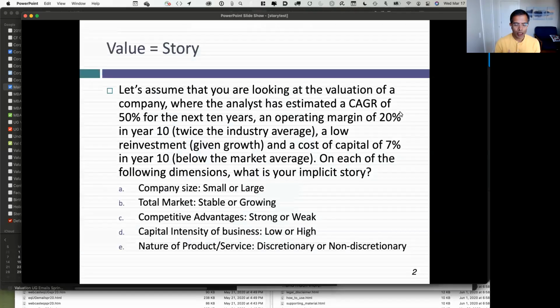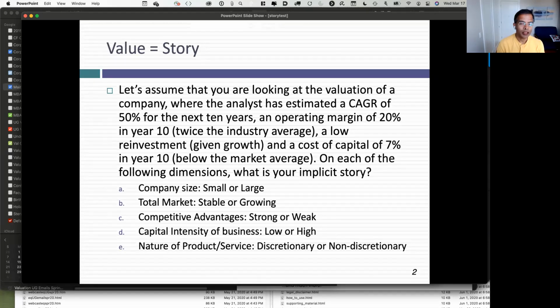Let's assume that I'm an analyst. I valued a company, and all you have is my Excel spreadsheet in front of you. You've never heard of the company before, but you're seeing my Excel spreadsheet. And here's what I'm using. I'm using a 50% growth rate in revenues for the next 10 years, compounded. I'm using an operating margin of 20% in year 10, twice the industry average.